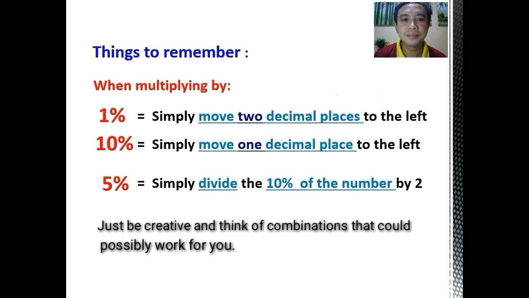So as easy as that. Now, before we finally end, I just would like to emphasize these important percentages that you need to memorize and master for you to be able to have this technique work for you. So always use 1% and 10% because these are base 10 numbers. When you multiply with 1%, simply move your decimal point 2 places to the left. When you multiply 10%, simply move your decimal point 1 place to the left. When you need to multiply the number by 5%, you can simply get first the 10% of the number and then divide that by 2.